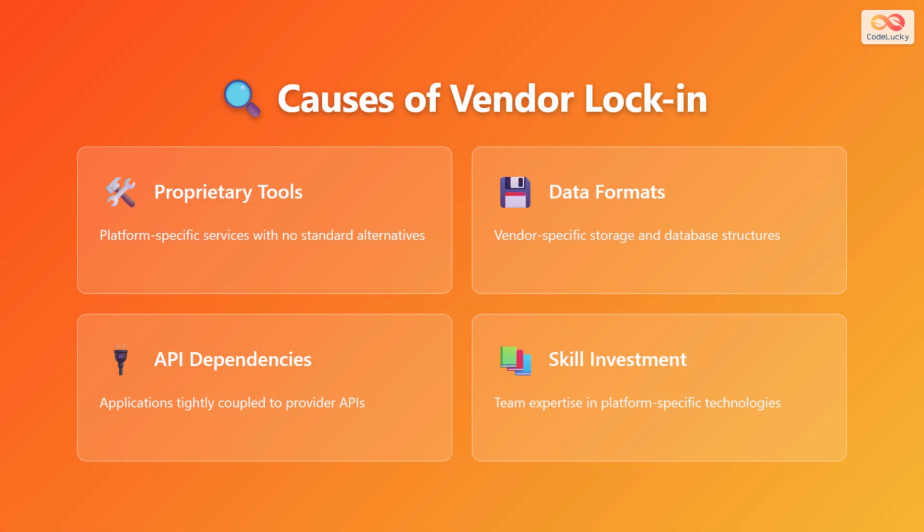Several factors contribute to vendor lock-in. Proprietary tools and platform-specific services often have no standard alternatives, forcing organizations to commit to a single vendor's ecosystem. Vendor-specific data formats in storage and databases make migration complex and time-consuming. API dependencies occur when applications are tightly coupled to a provider's specific APIs. Finally, skill investment in platform-specific technologies means teams develop expertise that may not transfer to other platforms, creating organizational inertia against switching providers.